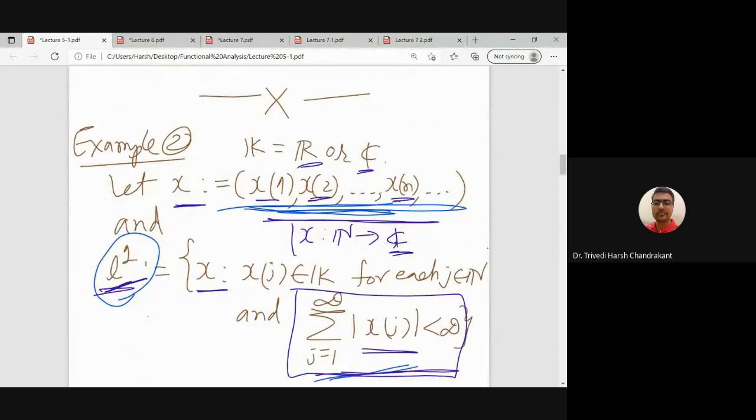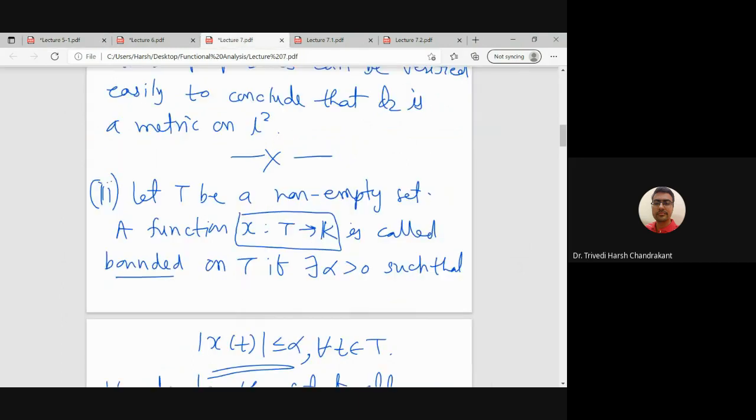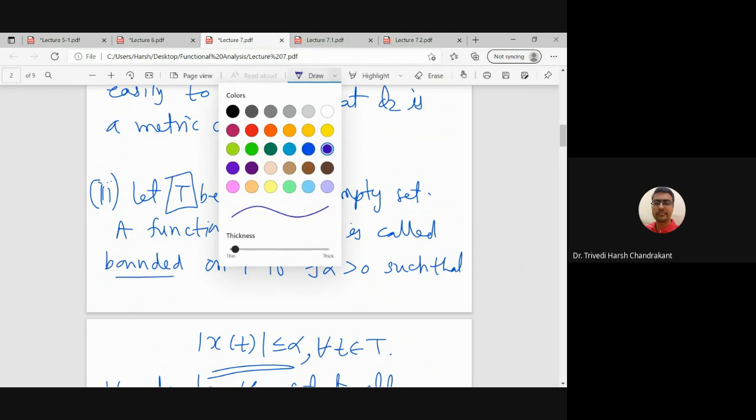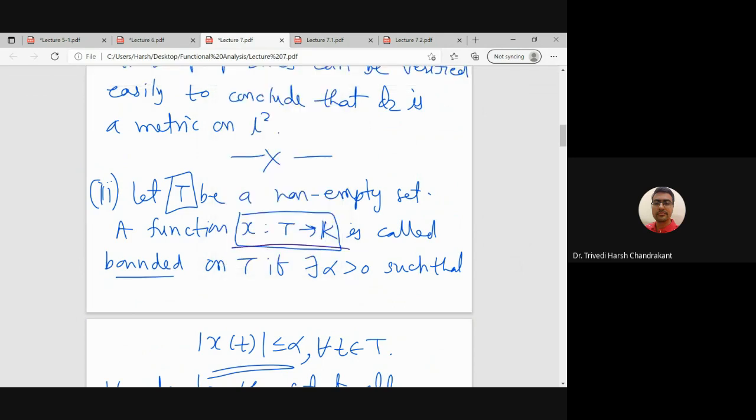These are the functions from natural numbers to complex numbers, which are elements of L1, L2, and L infinity. But here now we are considering any arbitrary set T, and for this set T, we are considering the function x from T to K. Usually we use the notation f from T to K, but in this book, the author is using the x symbol for functions. So do not confuse with this.